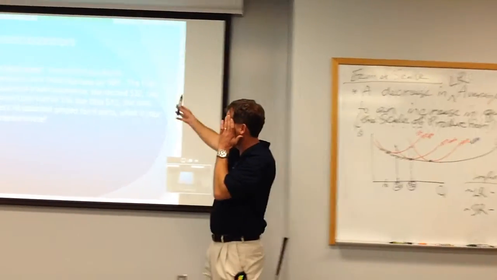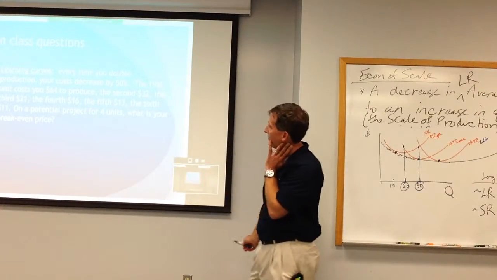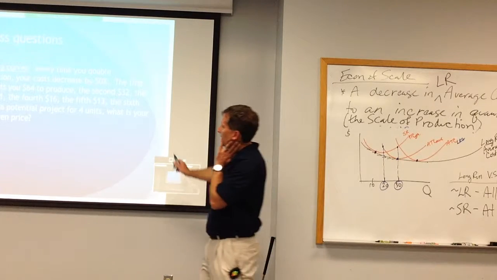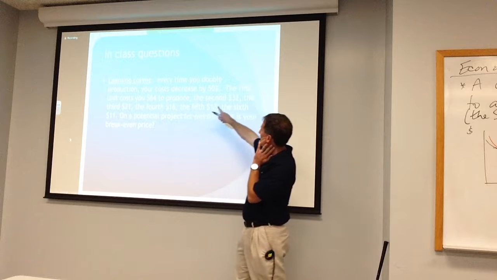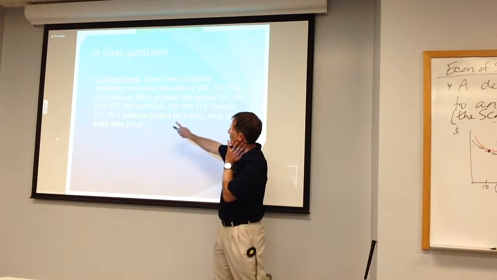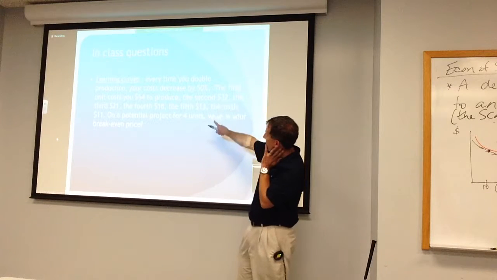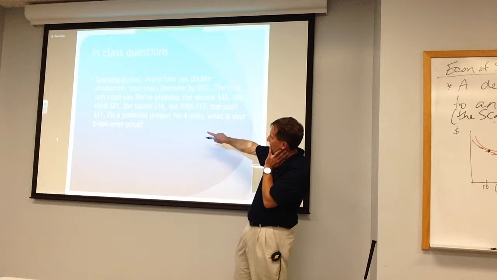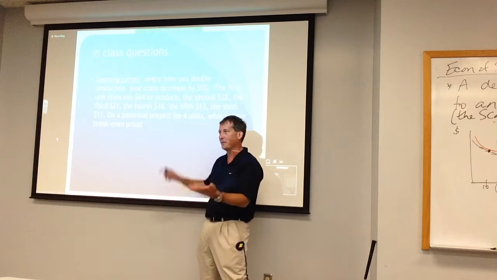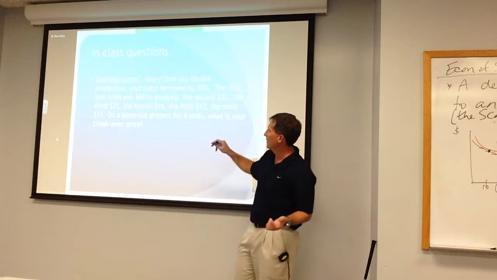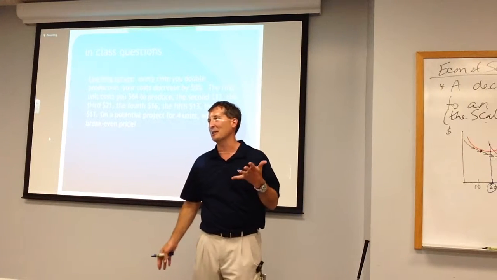So, economies of scale, learning curve, kind of similar in concept. The very first unit you make, marginal cost 64. The second, 32. The third, 21. The fourth, 16. The fifth, 13. The sixth, 11. If a potential project comes your way for 4 units, what is your break-even price?